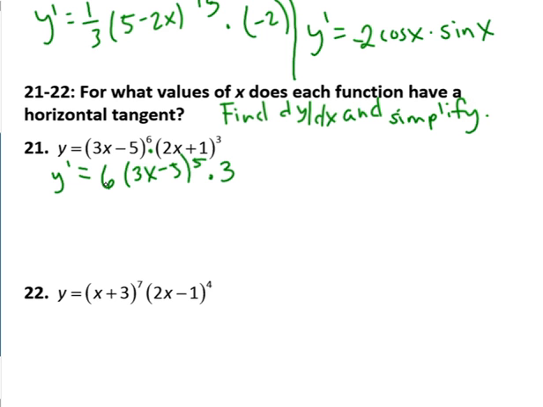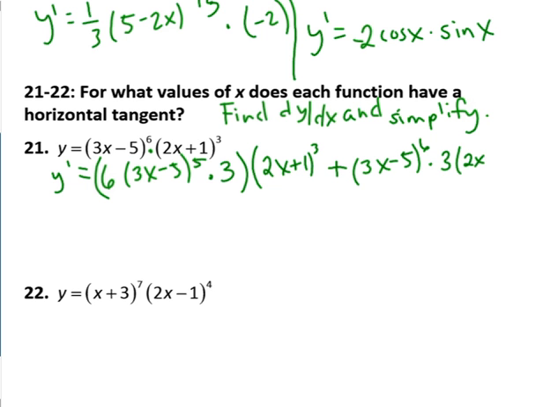Now, this is product rule, so that's the derivative of the first times the second. So that's going to be the 2x plus 1 cubed. Then plus the first times the derivative of the second. So that would be 3 times 2x plus 1 squared times 2.